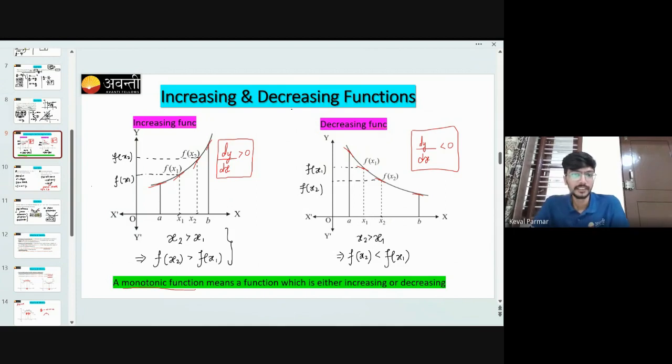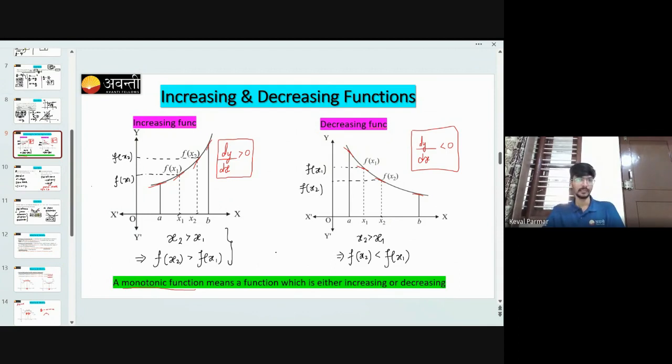Increasing function, what we learned: dy by dx should be greater than 0. Decreasing function, what do we learn? dy by dx less than 0. That was the mathematics. As x increases, y means f of x also increases. As x increases, f of x decreases. If this is the case, increasing function. If this is the case, decreasing function. And monotonic function is used for both. A monotonic function can be either increasing or decreasing.